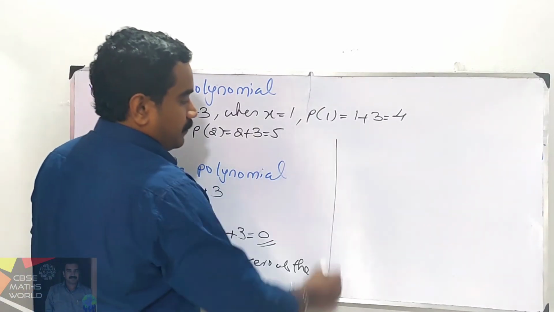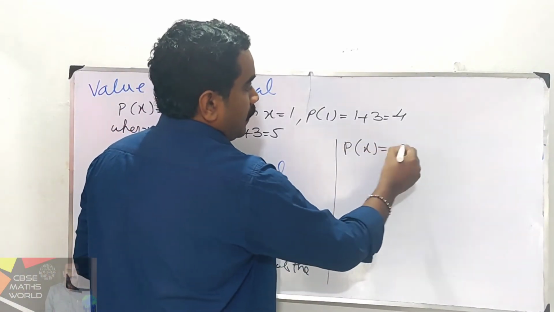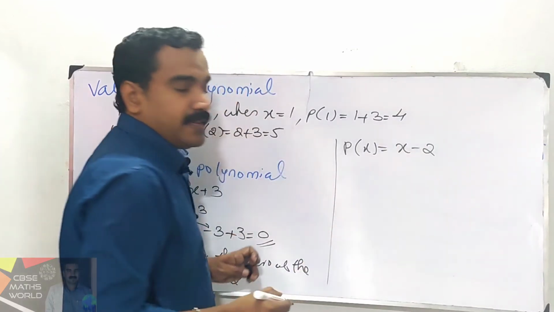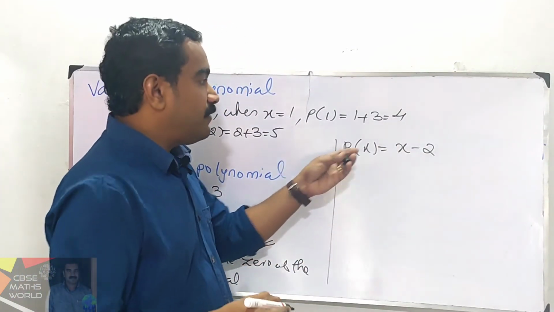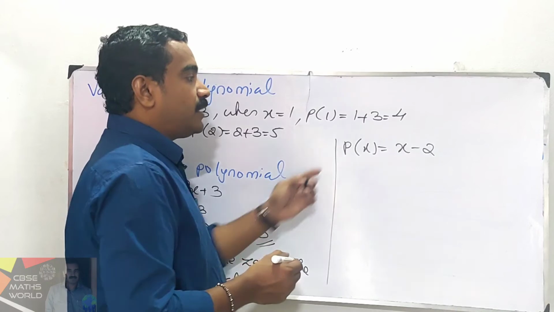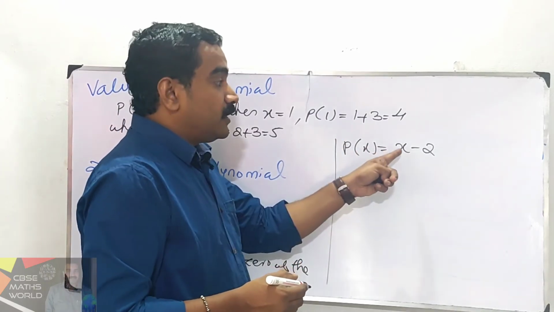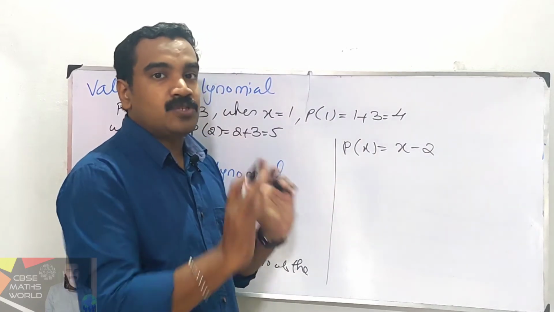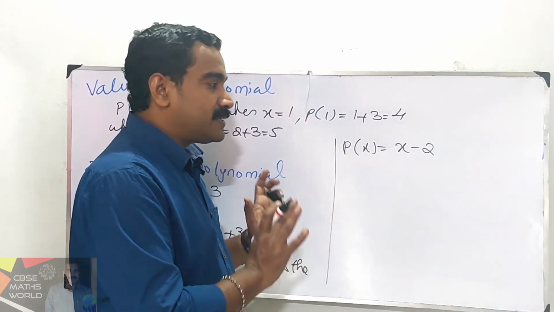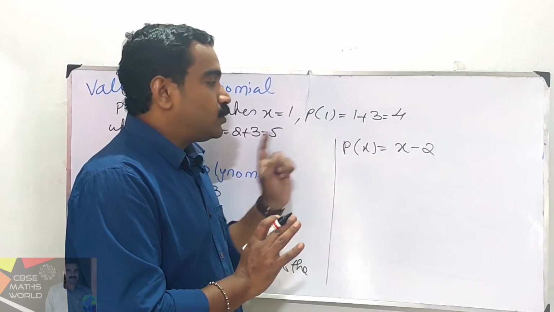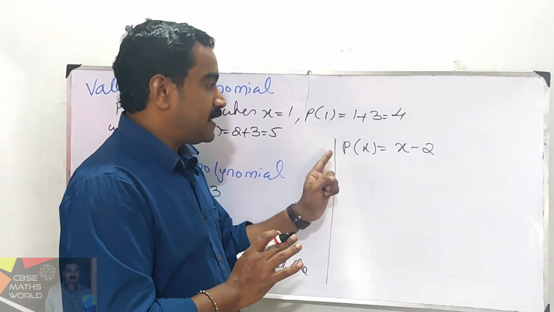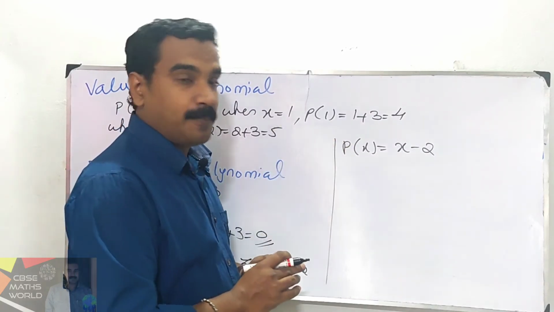Look, one more example. p of x equals x minus 2. What is the 0 of this polynomial? How can we find the 0 of the polynomial? For what value of this variable does the entire value of the polynomial become 0? x minus 2 is 0. What minus 2 is 0? 2 minus 2 is 0. So what is the value of x? 2. 2 minus 2 is 0. So we can say that 2 is the 0 of the polynomial.